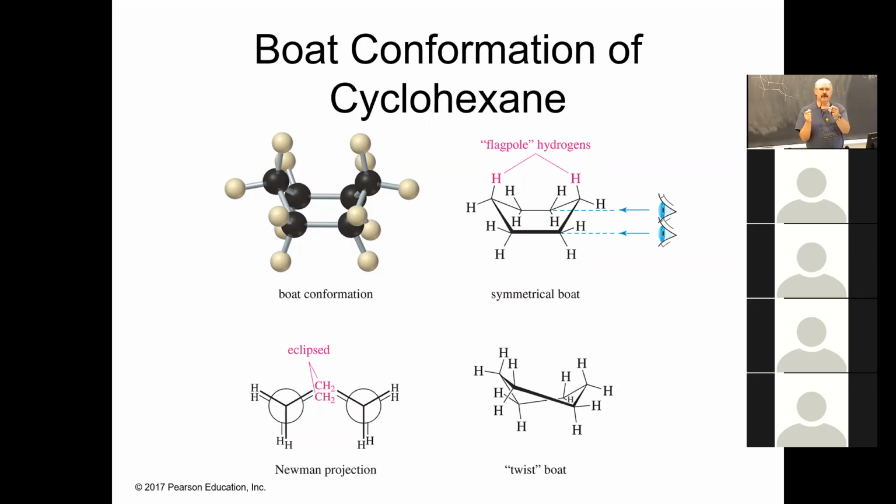And you also have a third type of strain. This is called steric strain, where these hydrogens that are not closely bonded to each other, they're on remote carbons, repel each other. It's called steric strain.